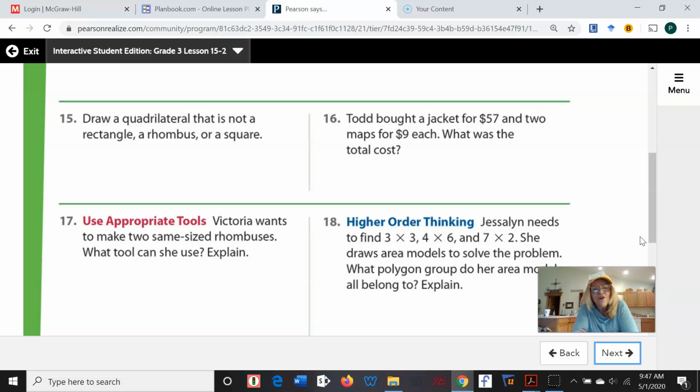I'm going to give you a hint. Draw me a shape that only has one set of parallel lines. What shape has one set of parallel lines?